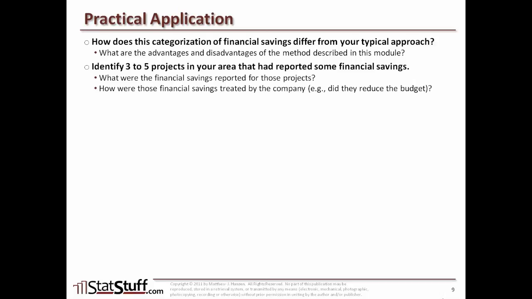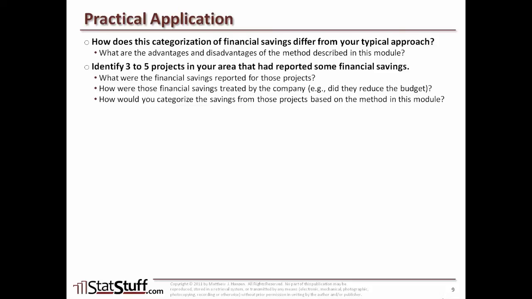In other words, did the organization use the financial savings that were reported to actually reduce the budget or make actual changes in how they operate based off of the expected financial savings outcome from that project? And also, how would you categorize the savings from those projects based on the method that we described in this particular lesson? In other words, would you describe it as a category 1, 2, 3, or 4 type of savings? Again, back to the direct tangible or indirect tangible, that sort of thing. How would you categorize those types of savings for those projects?